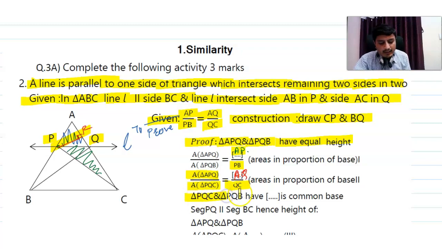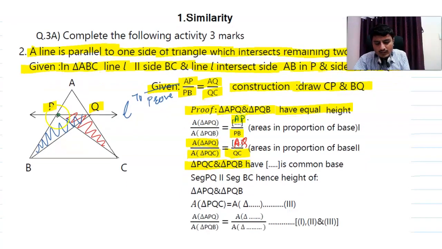Now triangle PQC and triangle PQB. Look at the triangles carefully. Which two triangles do we have? PQC is this red shaded triangle, and PQB is this blue shaded triangle. Since PQ is parallel to BC, PQ is the common side of those two triangles BPQ and CPQ.